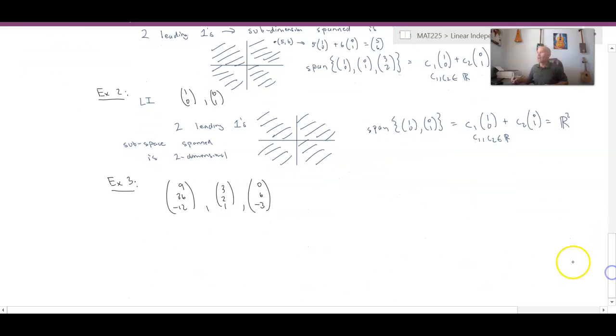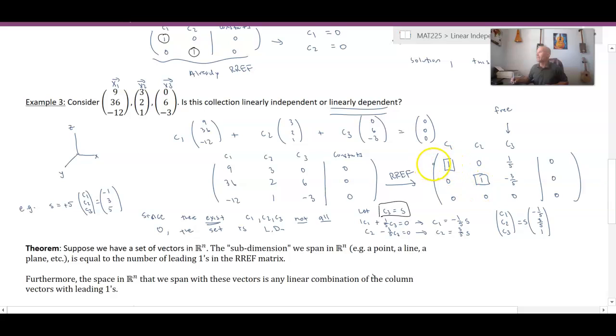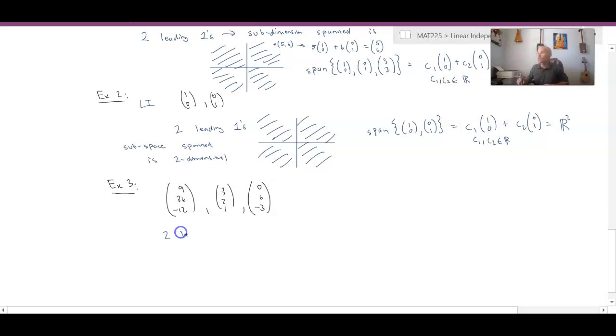Now, in our third example, where we had these three vectors, if we look back at our reduced row echelon form matrix, we had leading ones in the C1 column and the C2 column. But notice that C3 is not a column that ever has a leading one. In fact, what we noticed was that X3 is a combination of X1 and X2. And as a result, since we have once again two leading ones, here's where things get interesting. The subspace span is 2-dimensional.